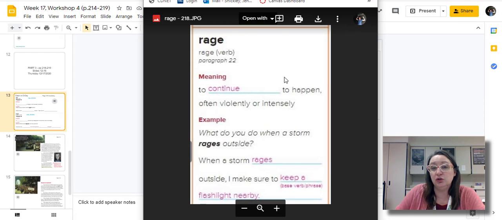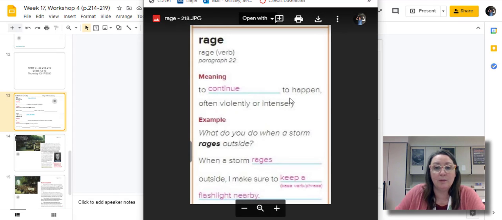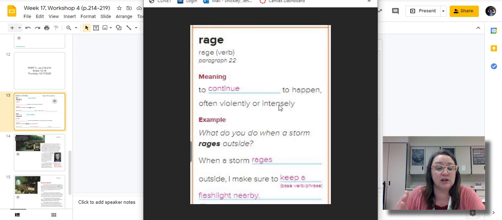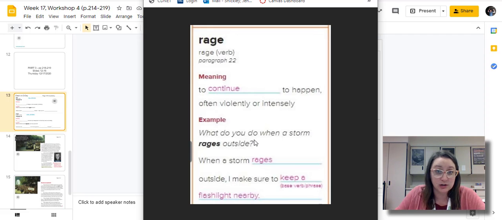Sometimes rage is used to describe our emotions. But in this instance, we're talking about something that is happening over time in a very strong and violent, sometimes hurtful way. What do you do when a storm rages outside? This week, we're having a raging snowstorm, hopefully. When a storm rages outside, I make sure to keep a flashlight nearby.